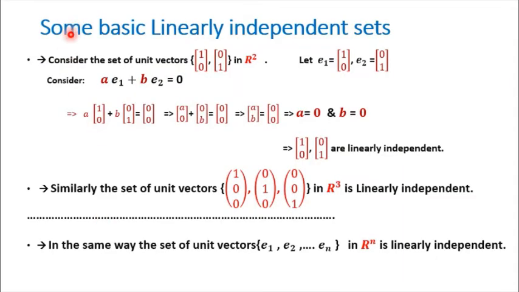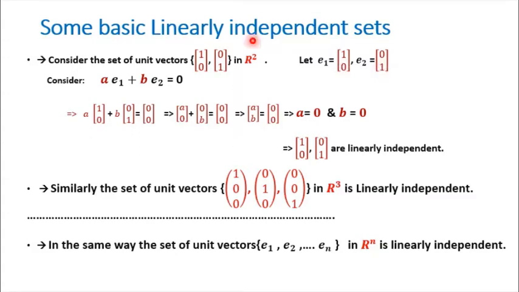Let us look at some basic linearly independent sets. Consider the set of unit vectors. What are unit vectors in R2? R2 has column vectors of 2 rows. So what are unit vectors? (1, 0) and (0, 1). You call them unit vectors in R2 and we'll denote them as e1 = (1, 0) and e2 = (0, 1).